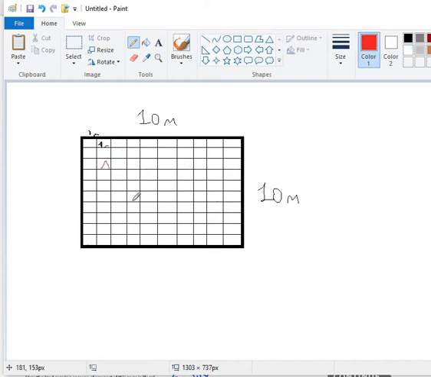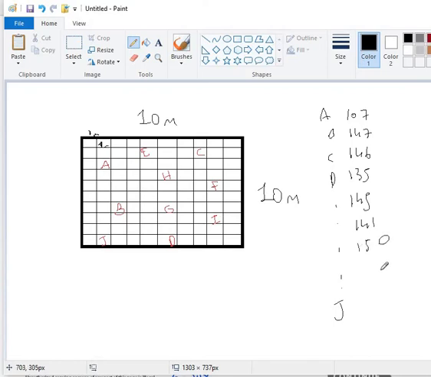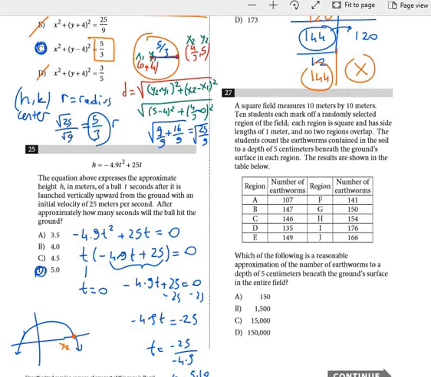Let's say region A, region B, region C, region D, E, F, G, H, I, J. So 10 regions are randomly selected, and those 10 regions are given in the table: 107 earthworms, 147 earthworms, 146 earthworms, 135 earthworms, 149 earthworms, 141, 150, 154, 176, 166. And they would like us to find which of the following is a reasonable approximation.